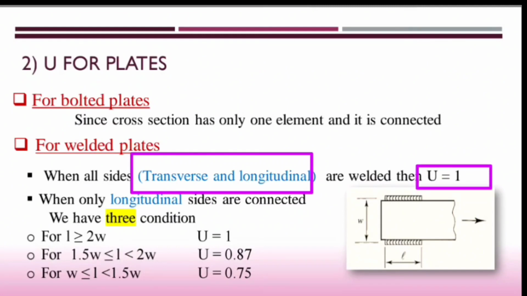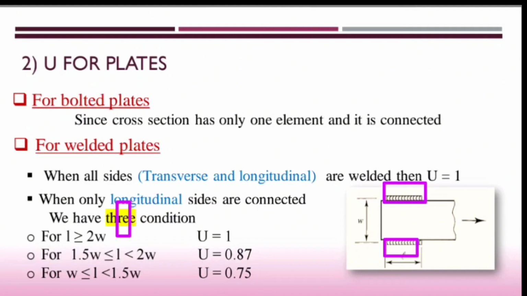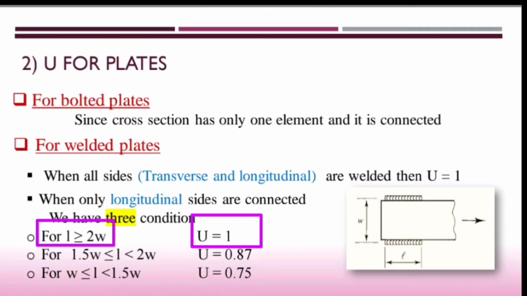Remember this. When only longitudinal sides are connected, then we have 3 conditions for this. When only this side is connected in the direction of loading, then this side will be called the longitudinal side. If the longitudinal sides are connected, then we have 3 conditions. Number 1 condition is that the connection length is greater than or equal to 2 times the width, then U will be equal to 1.